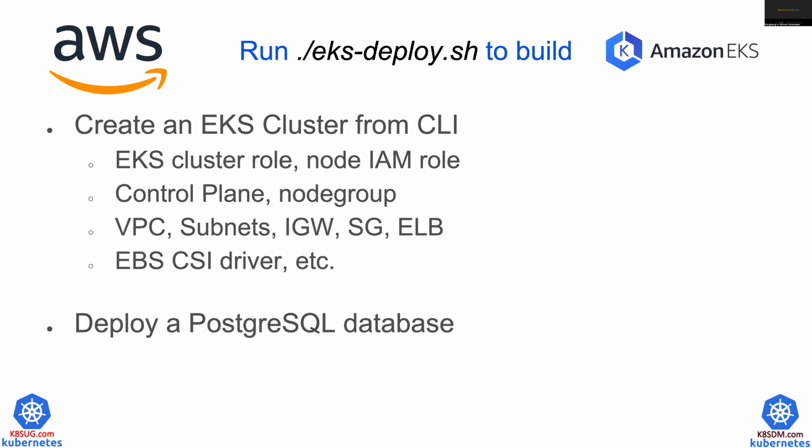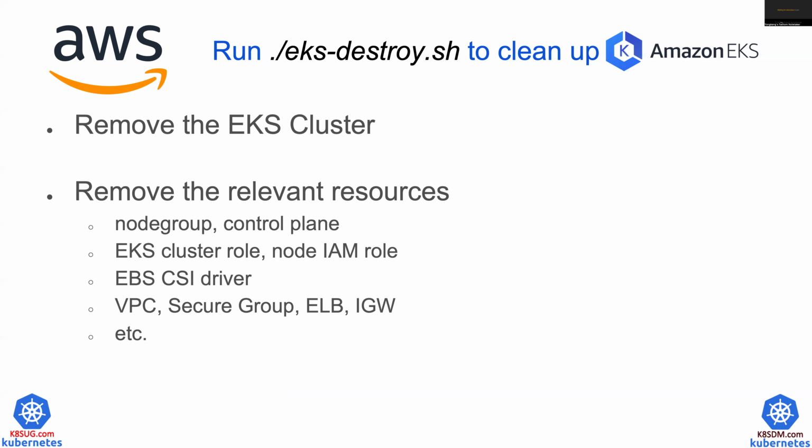I really want to remind everyone, if you are doing the testing, once you've done your testing, remember to run eks-destroy.sh to clean up the environment. Basically, it will remove the whole EKS cluster and all the relevant resources, including the node group, the control plane, the EKS cluster role, the node IAM role, the EBS CSI driver, the VPC, security groups, ELB, internet gateway, etc.